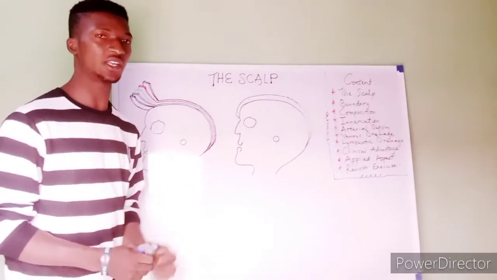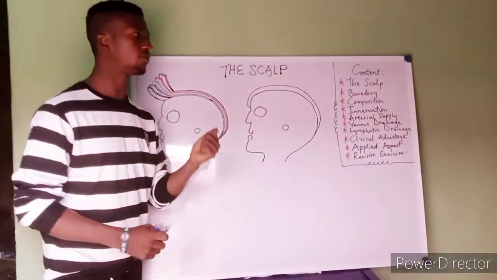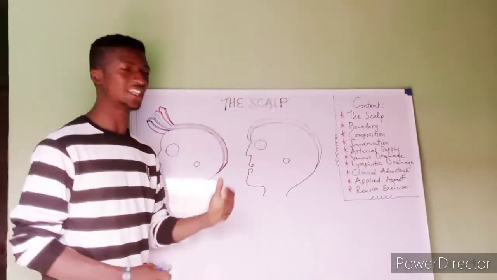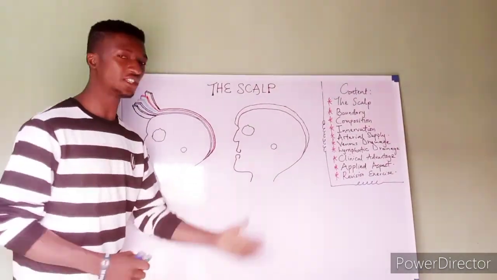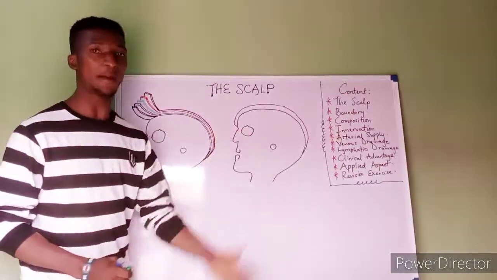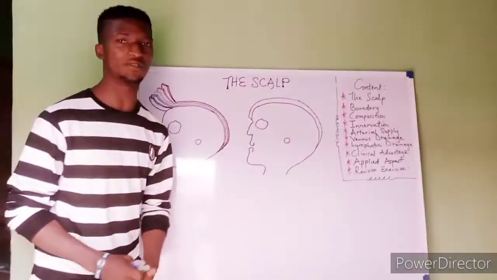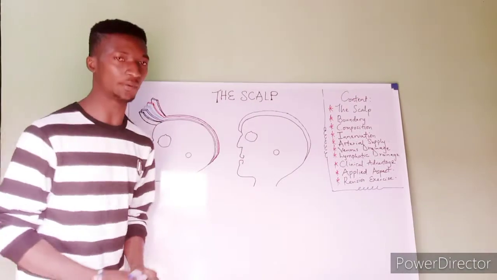In this video we're talking about the anatomy of the scalp. We will cover the concept of the scalp, the boundary, the composition, the innervation, the arterial supply, the venous drainage, and the lymphatic drainage. We have the clinical advantages, the applied aspects, and if time permits, we'll talk about the revision exercise. Let's get started. What is scalp?